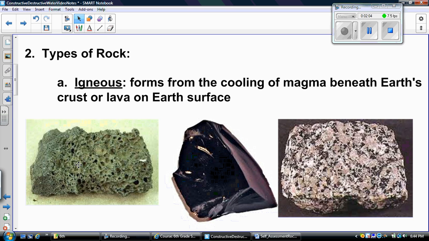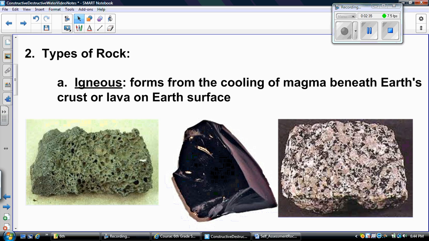One of the reasons why I can tell is that there's a lot of holes. These holes formed because the lava was exposed to air, and that created air pockets when the magma was cooling and hardening. This piece of rock is obsidian, and it also formed from lava cooling and hardening. It cooled so fast, that's why it looks almost like glass. And the igneous rocks that form on our surface from lava cool a lot quicker than magma beneath your surface.